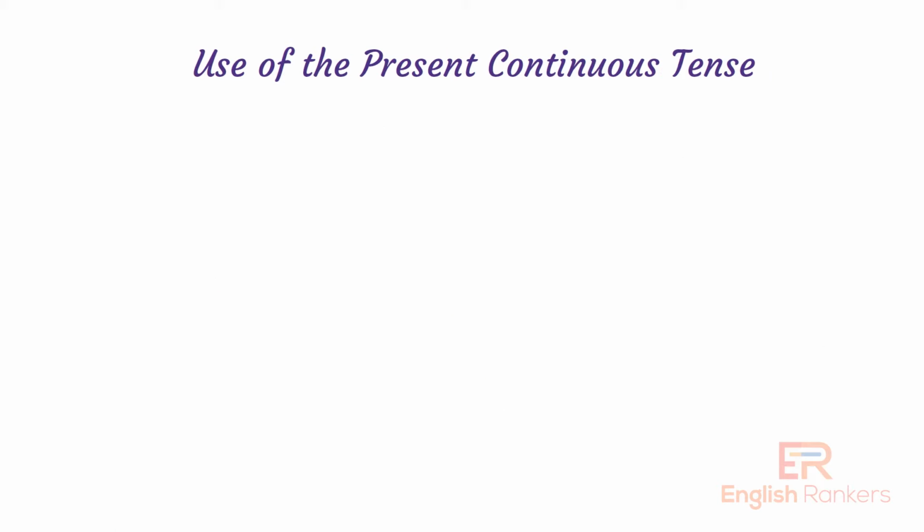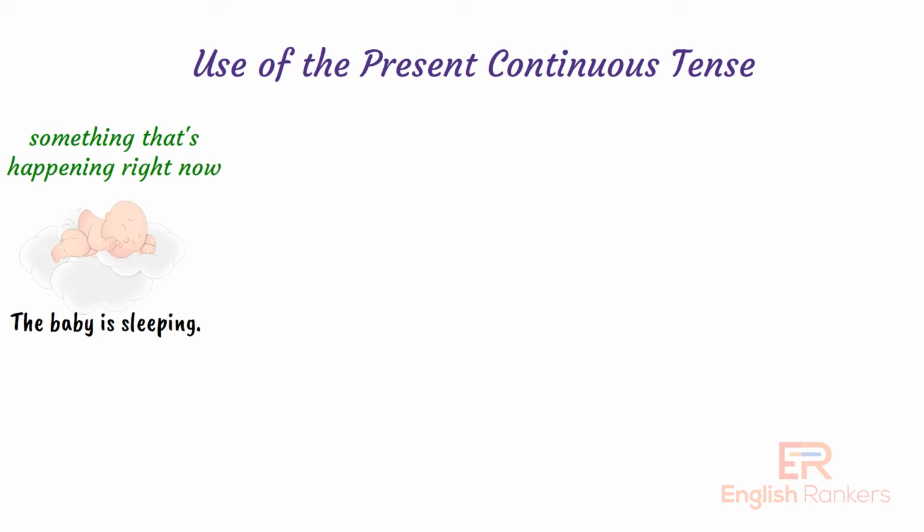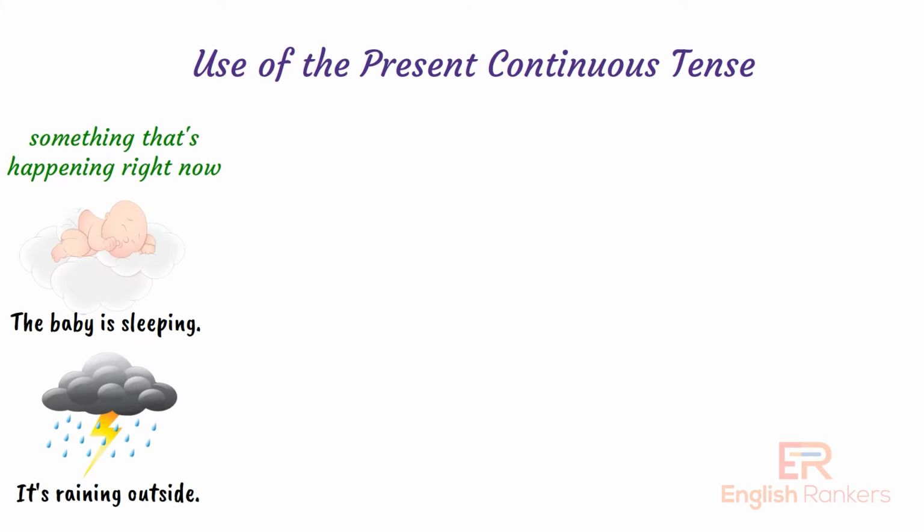Now, let's look at when we use the present continuous tense. So, we saw earlier, we can use it to talk about something that's happening right now. For example, the baby is sleeping. It's raining outside. So, those are examples of something happening right now.